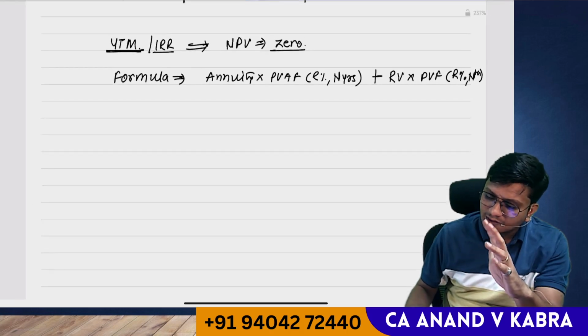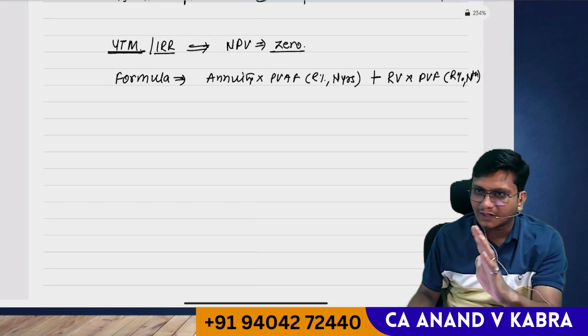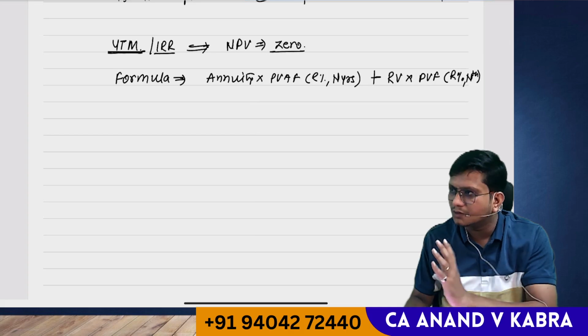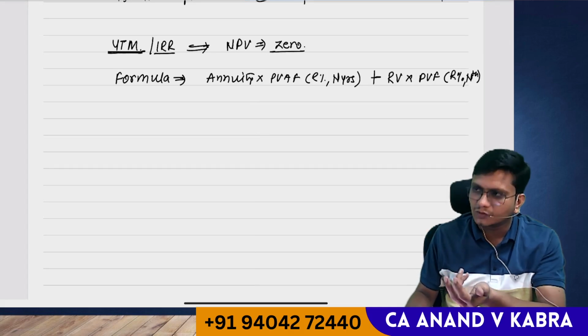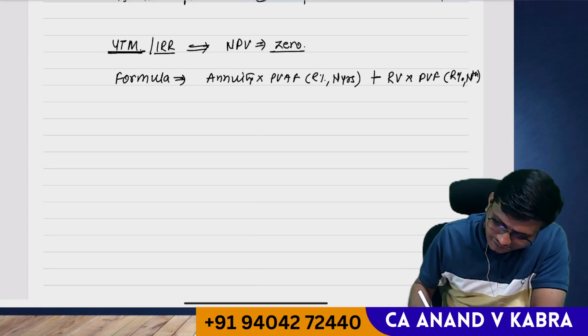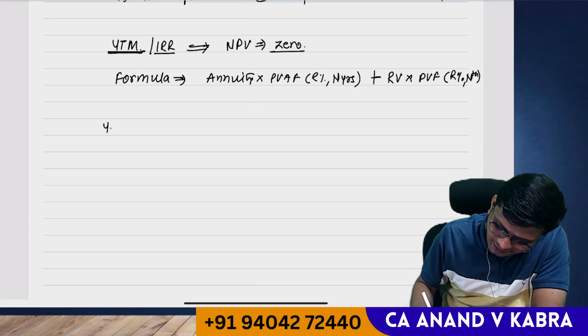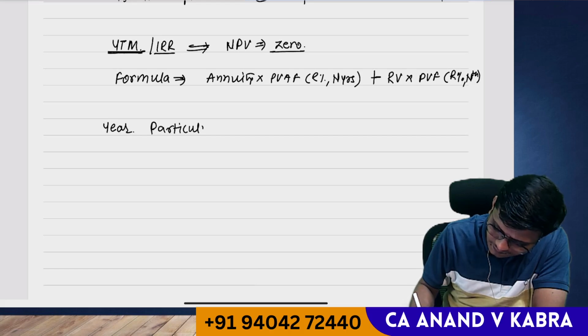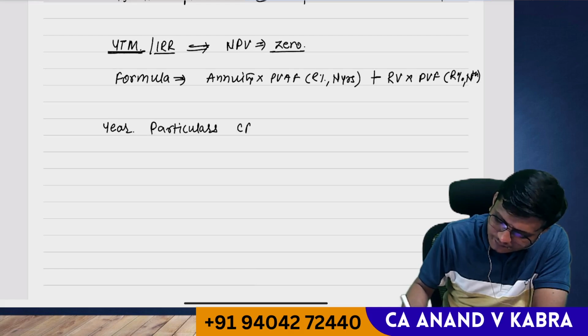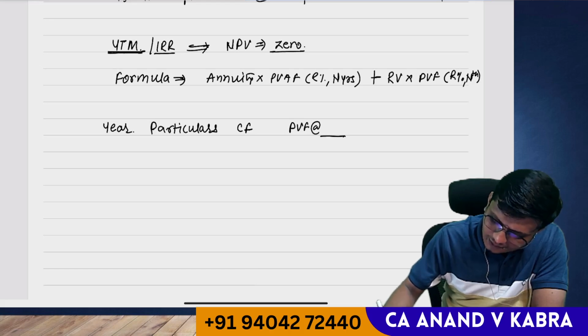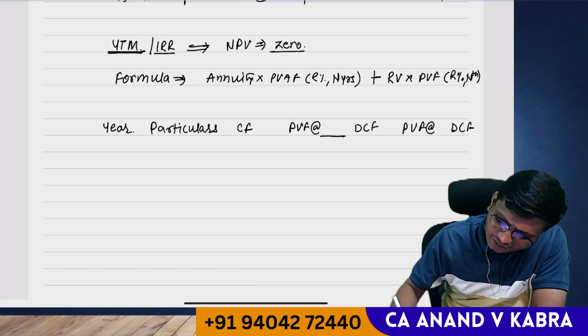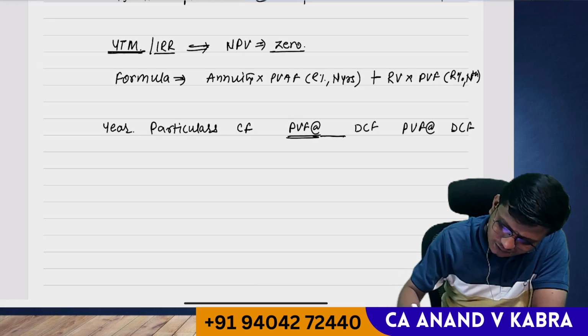I'm going to solve this in tabular format. I'll put up a table, making sure the calculation goes very easy for both the trials. First of all, we'll be putting up this table here: particulars, cash flow, then present value factor at the rate, then discounted cash flow, then present value factor at the rate, and discounted cash flow. So first of all, we do this.